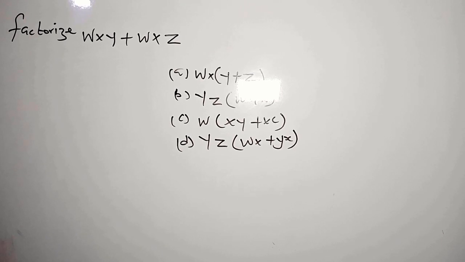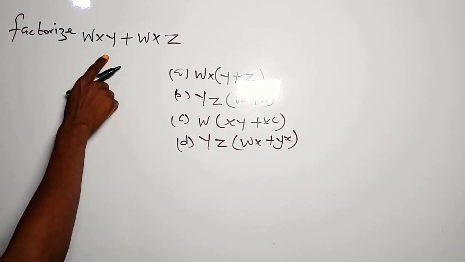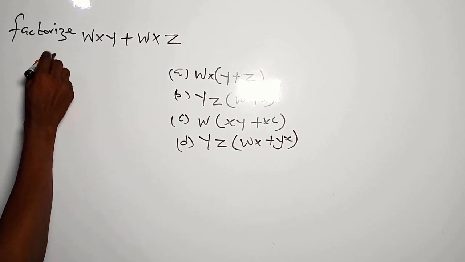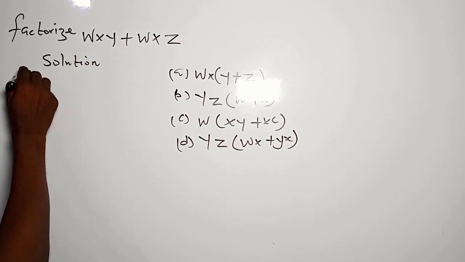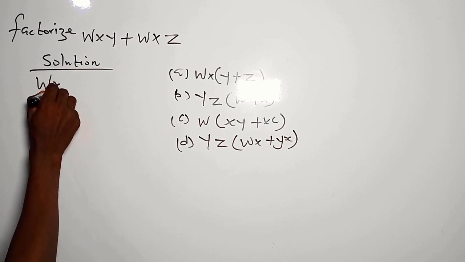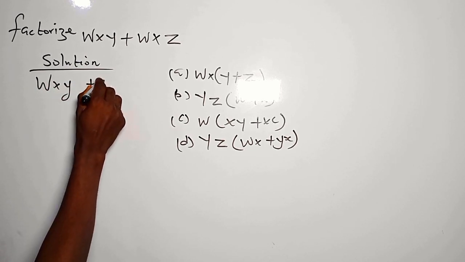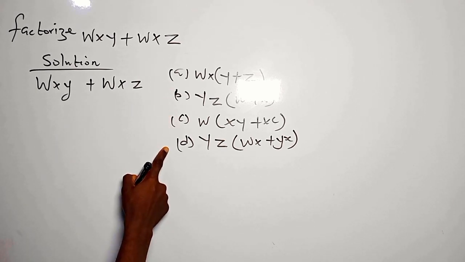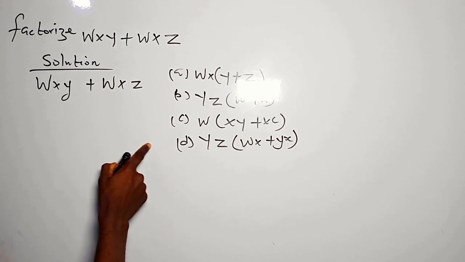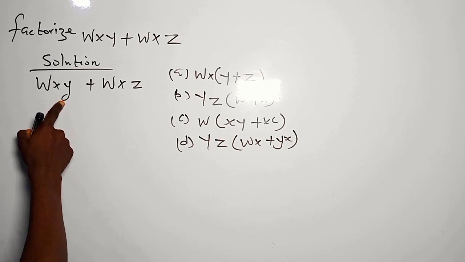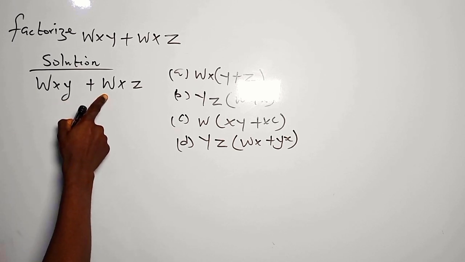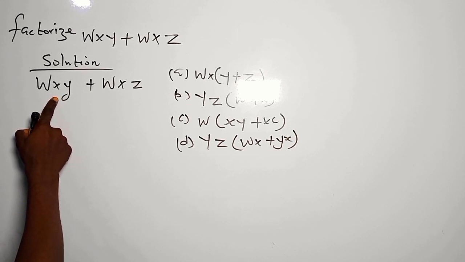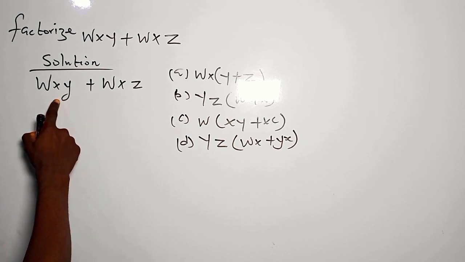The question says factorize wxy plus wxz. We should factorize this. Solution. So we have wxy plus wxz. We should pick from these given alternatives A to D. So how do we do this? When we look at this, we have wxy, wxz. So we can factor out w and x because w and x is common to both terms.